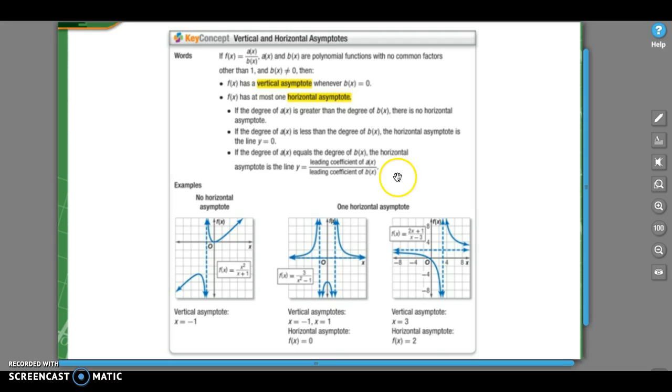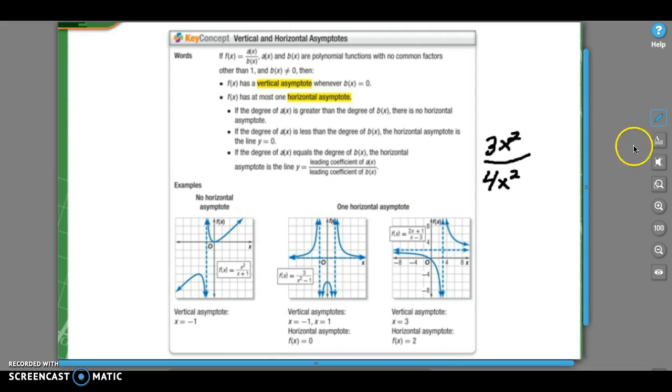So for example, let me write this up on the screen. If you had a function that was, say, like 3x squared, and then a whole bunch of other stuff after it, over 4x squared with a whole bunch of stuff after it, because these are both second degree powers, because they match, your horizontal asymptote would just be 3 over 4, which is y equals 3 over 4.